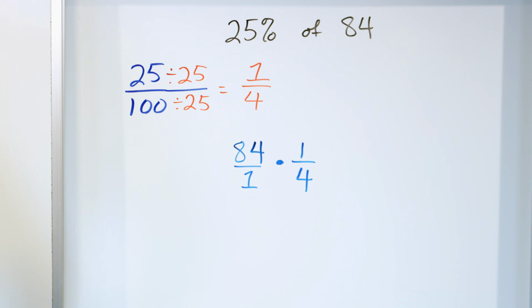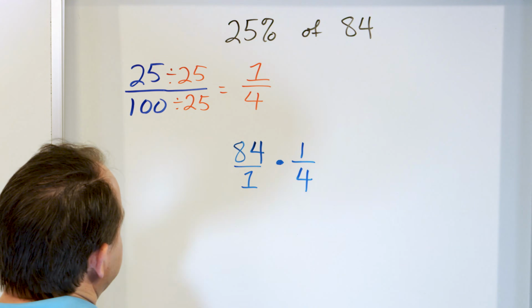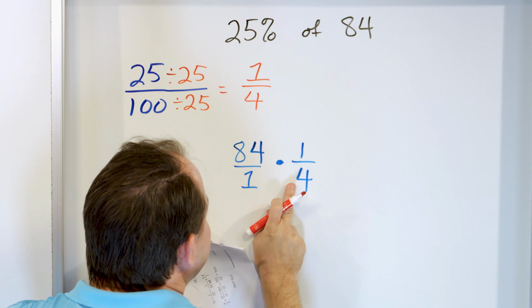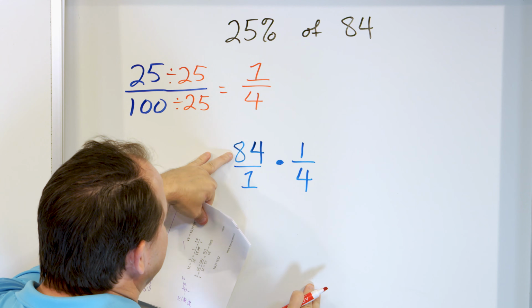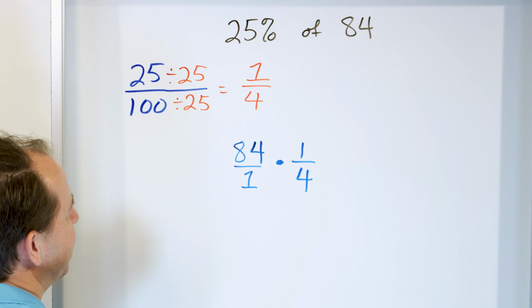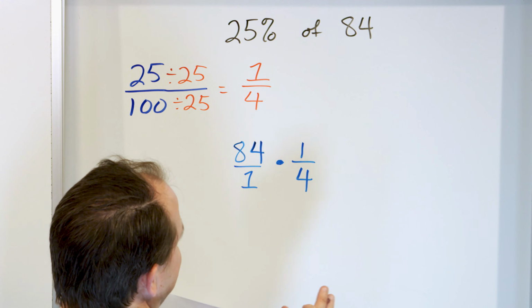So what you can do is say, well, the 1 and the 1 are going to go away. The 4 and the 84, what can I do? I see that this 84 might be divisible by 4, but I'm not sure because I don't know what 84 divided by 4 is. I'm not really a human calculator. Maybe I can get there, maybe I can't.